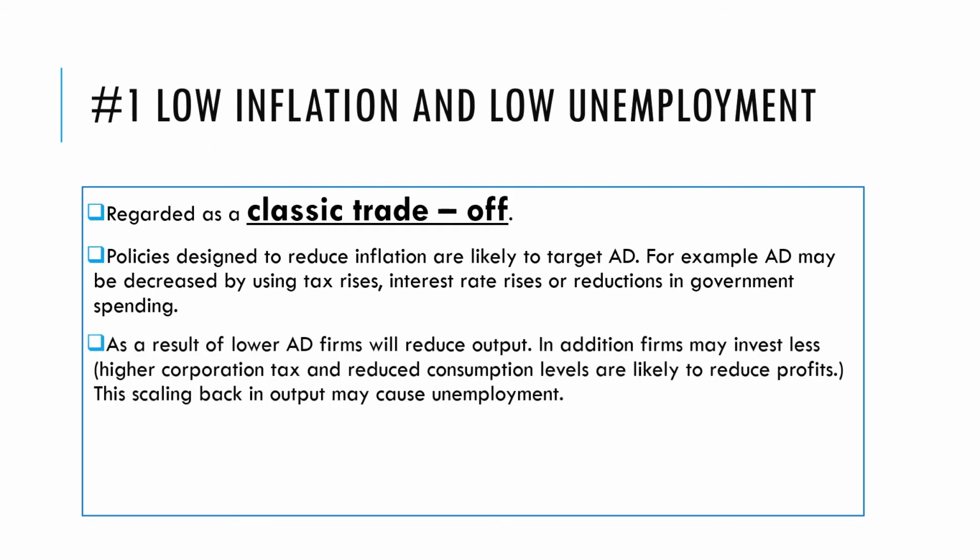Now, as a result of lower aggregate demand, firms will reduce output. In addition, firms may invest less. And this scaling back in output may cause some unemployment. So here we have a natural contradiction between trying to reduce inflation but also increase employment.